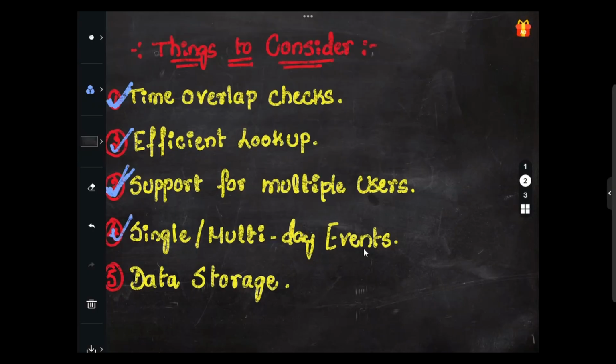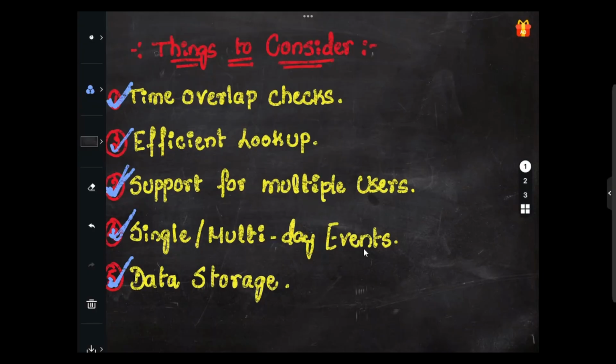Let's go with the fourth one, single or multi-day events. When I say single or multi-day events, the calendar may span across days, right? We should consider that as well. The final one here is data storage. When I say data storage, I'm speaking of the persistence, in memory, right? So these are the 5 things that we need to consider here, right?